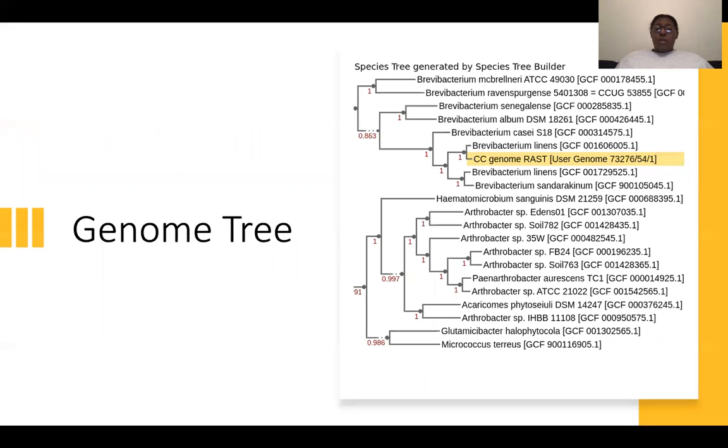The genome tree was provided to me by kbase.us. It showed me the closest related relative to the bacterium I had. So CC genome RAS is the genome I had, and its closest related relative was Brevibacterium linens.